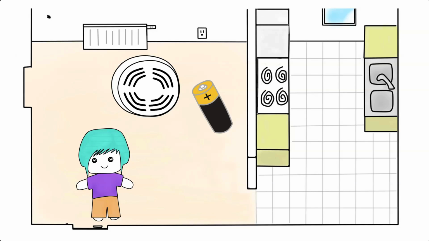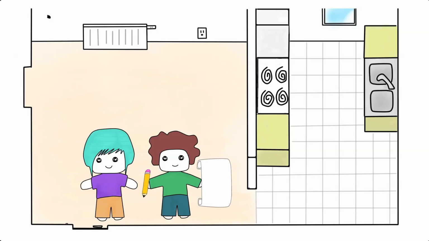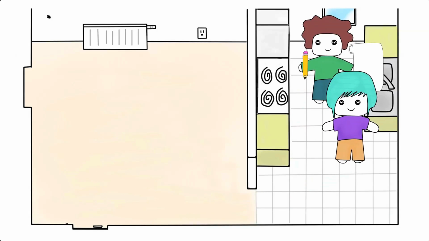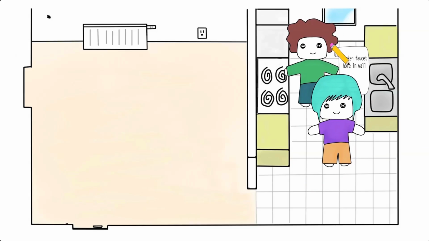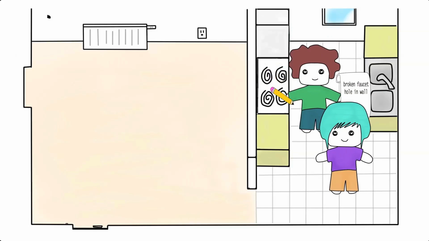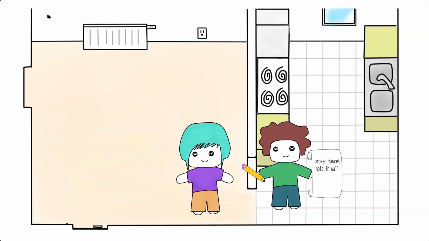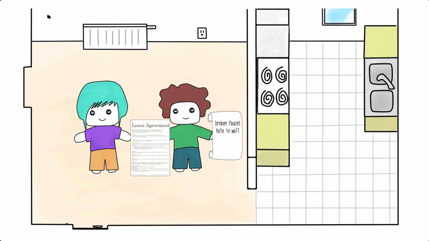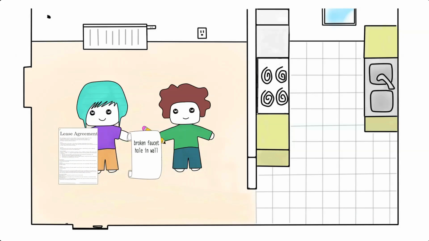The tenant and the landlord or the property manager should walk through the house before the tenant moves in and write down a list of everything that is already damaged, so that the tenant does not get charged for those problems when the tenant moves out. Also, the tenant should get a copy of the lease and the list signed by the landlord.